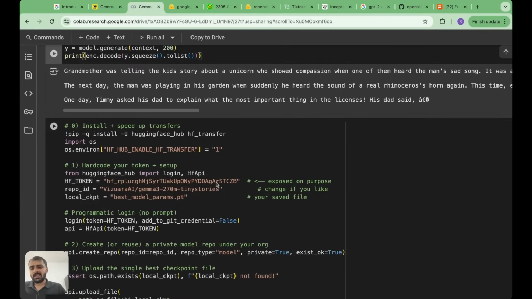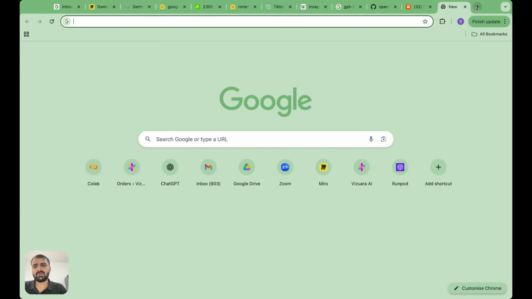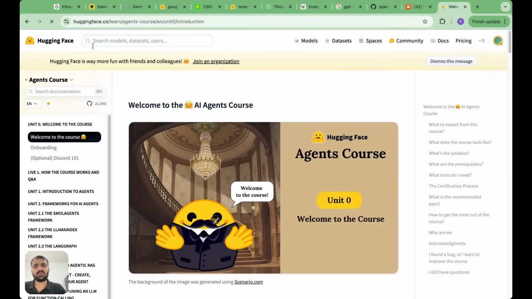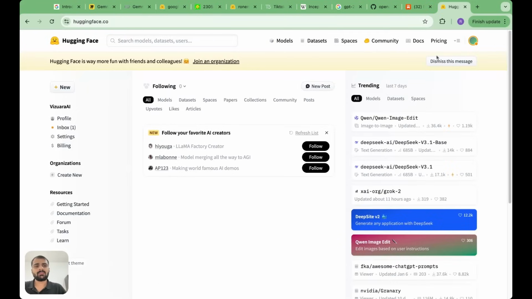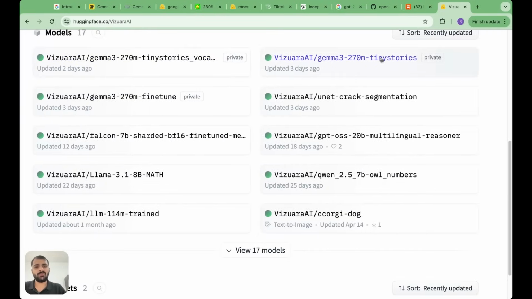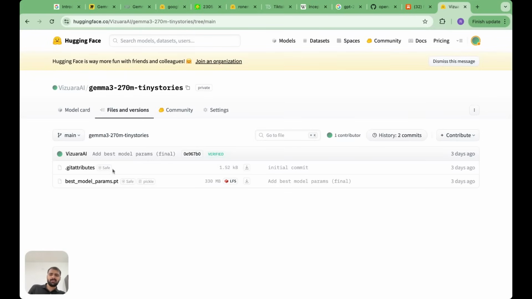What you can do is also upload your model to Hugging Face after this point. So if you have a Hugging Face account, if I go to my Hugging Face right now, you can simply upload your model over here. So see, this is the model which I've uploaded over at Hugging Face. So if someone wants to use this model, they can just download the best model parameters. That's the power of the open source community.